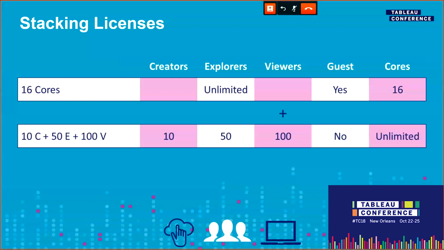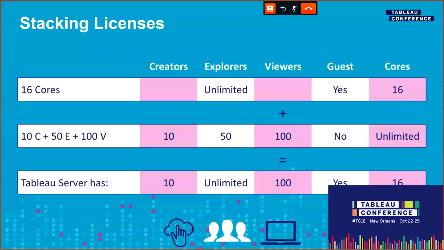Now, if you were to add a new role-based license to the same server that had 10 creators, 50 explorers, and 100 viewers, these are the capabilities it would add. It would add each of those users, but it doesn't come with guest access, and it has unlimited cores of installation. When you add them together, here's what your environment looks like. You have your 10 creators, you have the unlimited explorers from your core license, you have 100 viewers from your role-based license, and you inherit the guest access from your core license, but you also inherit that 16 core limitation.